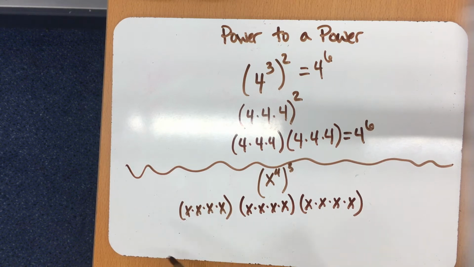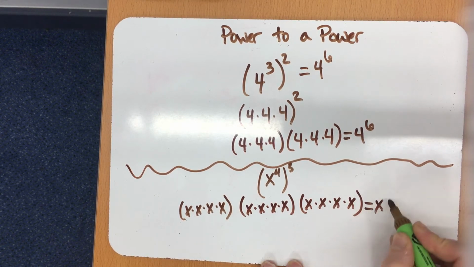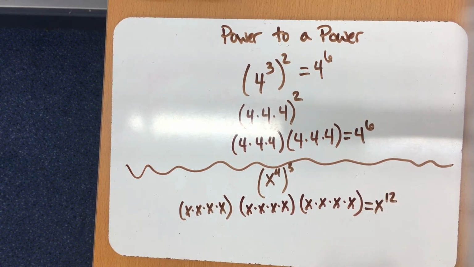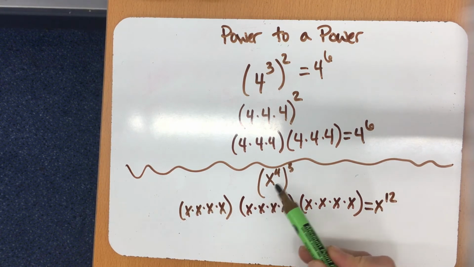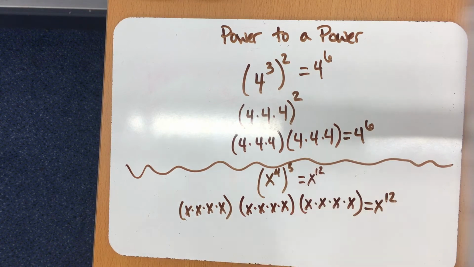And as you can see, that's kind of a pain to write. It starts to get to be a lot of x's. If I had powers any higher than 4 and 3, it would really be a pain to write. So that's also why we want to be thinking about what pattern could we use so that maybe in the future we don't have to write everything out in expanded form. So if I look at this, I've got 1, 2, 3, 4, 5, 6, 7, 8, 9, 10, 11, 12 x's all multiplied by each other, which is x to the 12th power. So x to the 4th power to the 3rd power is equivalent to x to the 12th power.